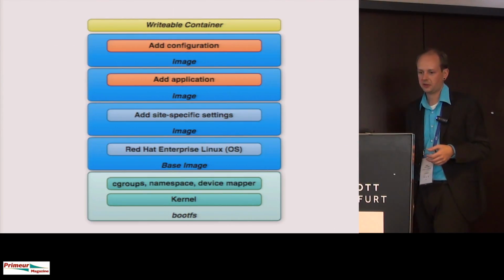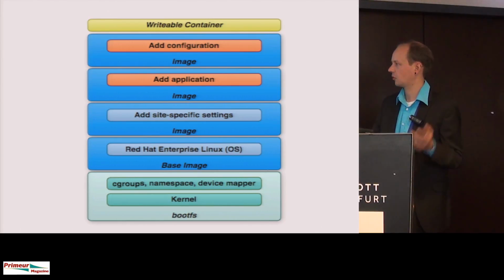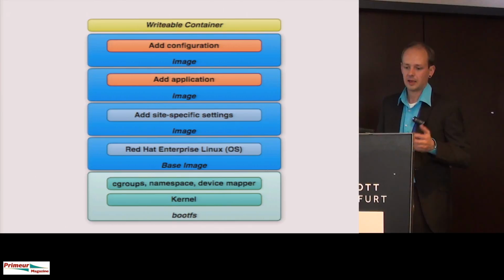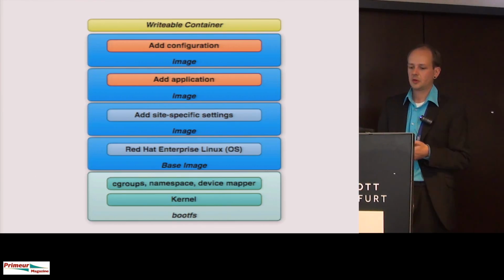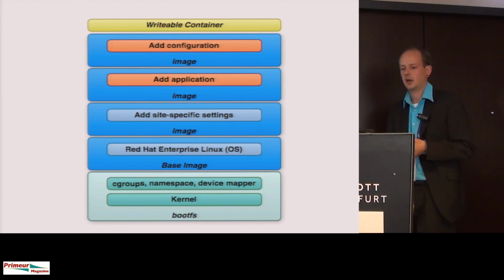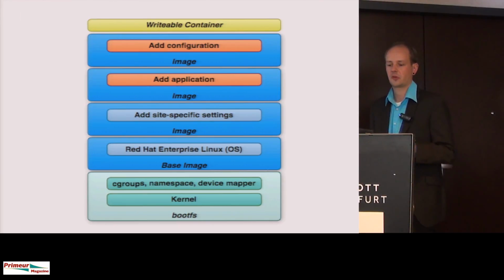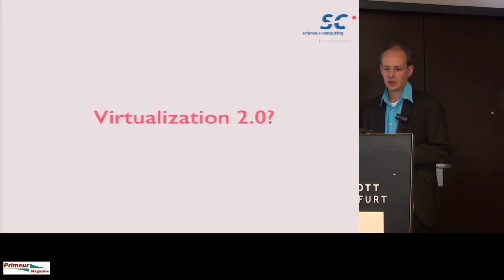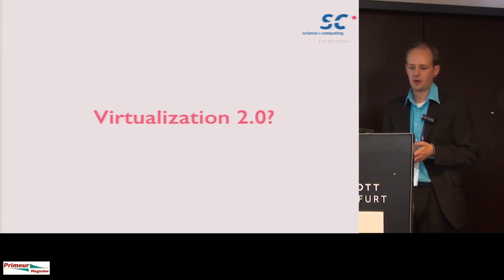Another nice feature, which I guess I should skip due to time reasons, is the possibility to have layered file systems and layered images. One example: your base image, which all the HPC images share, with different application layers on top. So, virtualization 2.0.